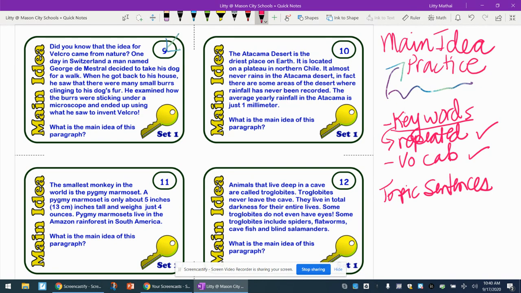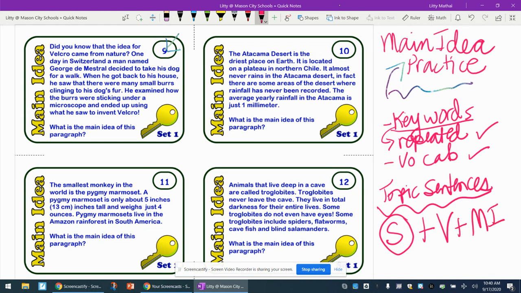All right. And I think then we should be able to write a main idea statement. Remember, our formula is going to be the subject, meaning who is it about or what is it about, plus our verb, which is the action, plus the main idea or the big idea that we want. We don't want tiny details and small kind of things. We want the big idea.